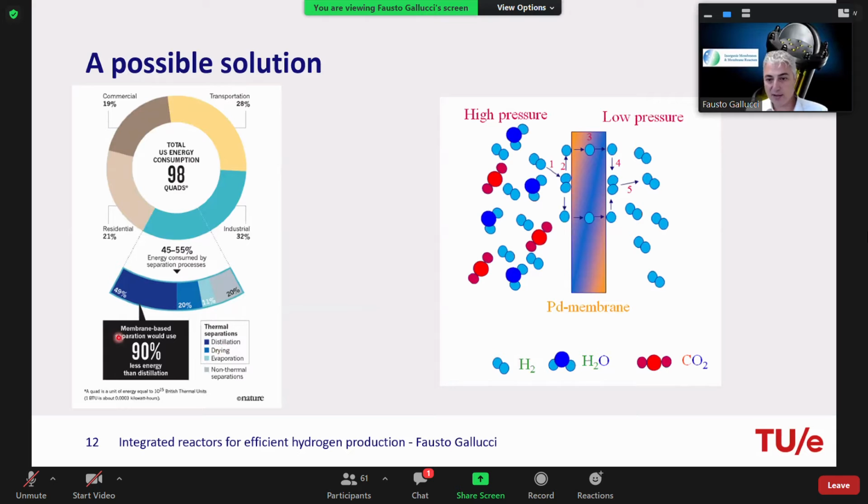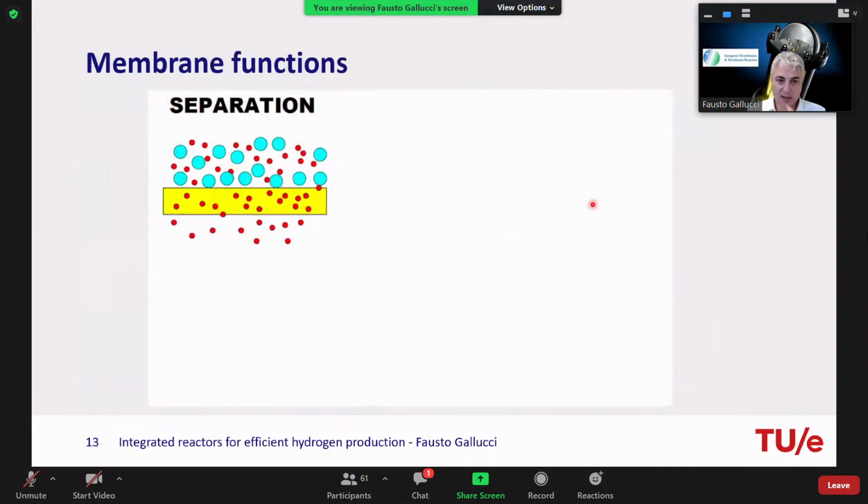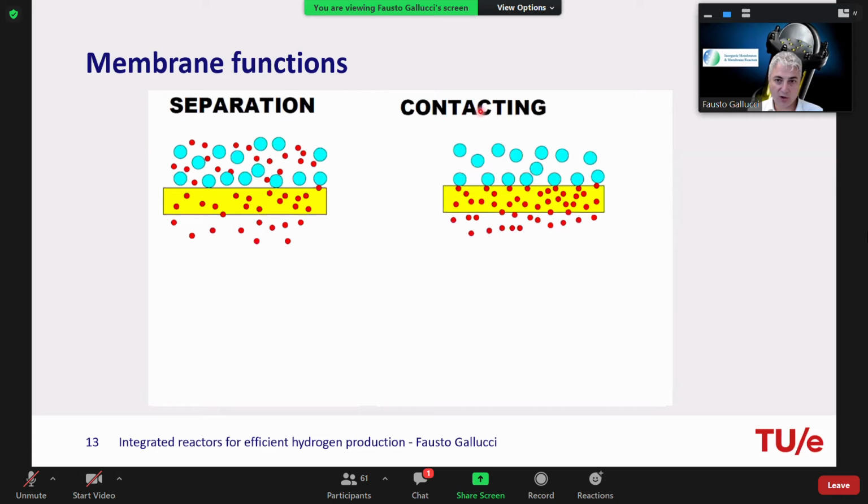And what is a membrane? Today I will show you quite a lot of membranes. A membrane is a separation layer that separates two phases and allows only a few components to pass through the membrane. So the membrane should be selective. Now, if you take a membrane, you can have different uses of these membranes. One is separation, what I just told you. Another use can be contacting. You can use a membrane, for example, to make a contact between a liquid and a gas. Think about absorption.